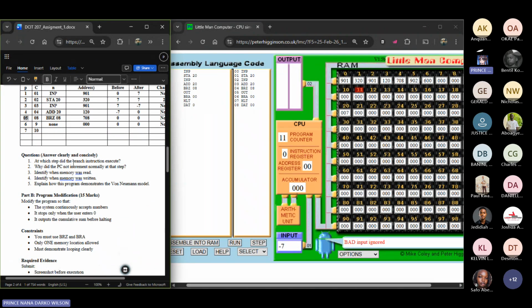Why did the program counter not increment normally at that step? So the answer is that the branch instruction overwrote the program counter value. And this caused the program counter to jump to address 8 in the memory address register. So the branch instruction overwrote the program counter value, breaking the sequence and forcing it to jump.